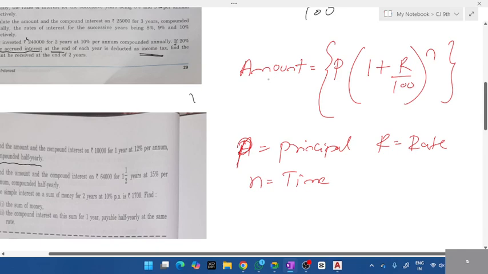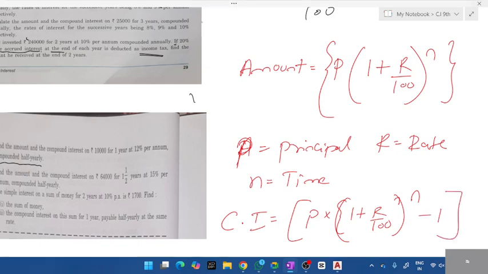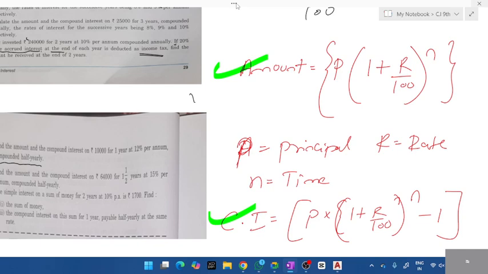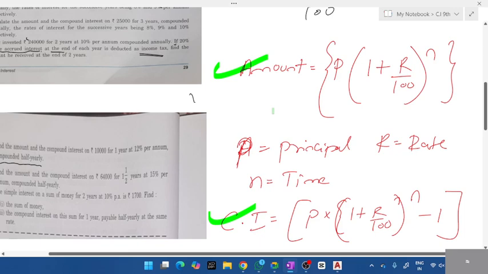Remember, this is not the compound interest formula. It is the amount formula. If you want the direct formula for compound interest, it is P into 1 plus R divided by 100 to the whole power n, minus 1. That's the difference between the amount and compound interest formulas. For amount, it is just the formula. For compound interest, you have to subtract 1. I'll show you the calculation. First, take down the formulas. We'll solve a few questions.